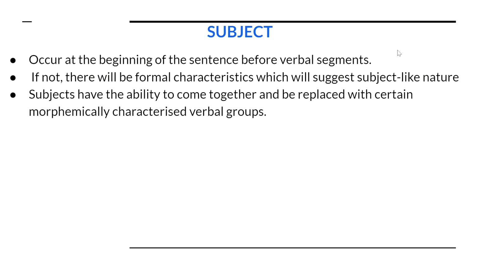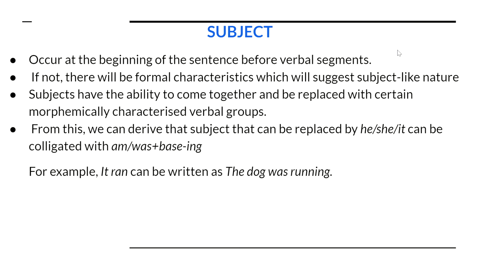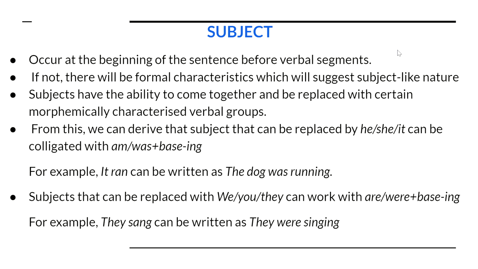Subjects have the ability to come together and be replaced with certain morphemically characterized verbal groups. From this, we can derive that a subject that can be replaced by he, she, it can be collocated with am, was plus base in the ing form. For example, it ran can be written as the dog was running. Subjects that can be replaced with we, you, they can work with are, were plus base in the ing form. For example, they sang can be expressed as they were singing.